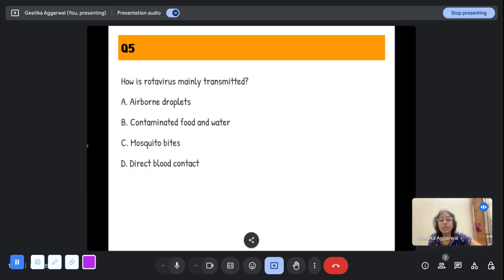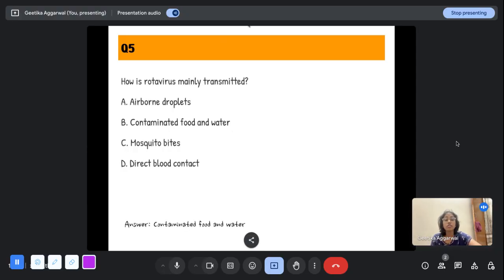How is rotavirus mainly transmitted? Is it by airborne droplets, by contaminated food and water, mosquito bites, or by direct blood contact? So, how is it that rotavirus is getting transmitted? And so, the correct answer is via contaminated food and water.